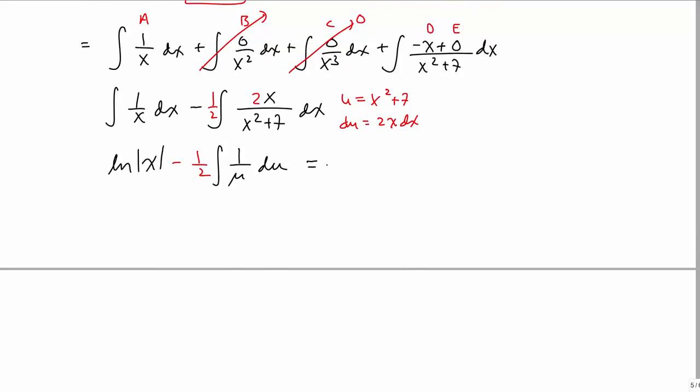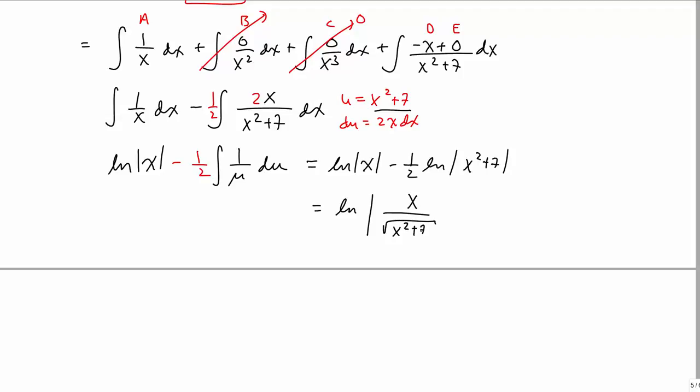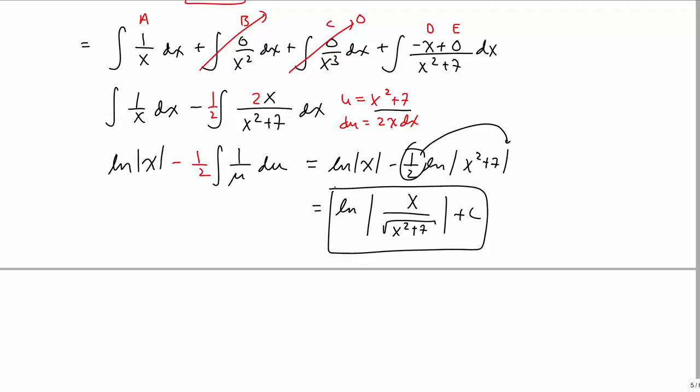So continuing to simplify, I have natural log absolute value of x minus 1/2 natural log absolute value of u, but u in this case was x squared plus 7. Now the difference of the logs, I can rewrite as the log of the quotient. So this would be the natural log absolute value of x over the square root of x squared plus 7, plus c. Now the square root comes in because I can take this half and pop it up top. So this would be my solution. Again, it's natural log of x divided by the square root of x squared plus 7.